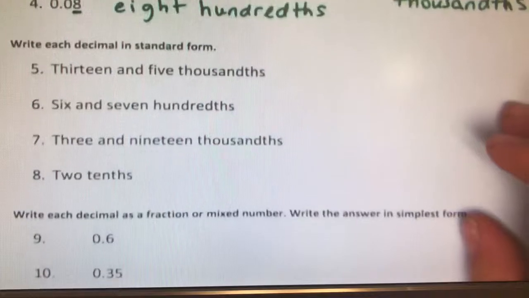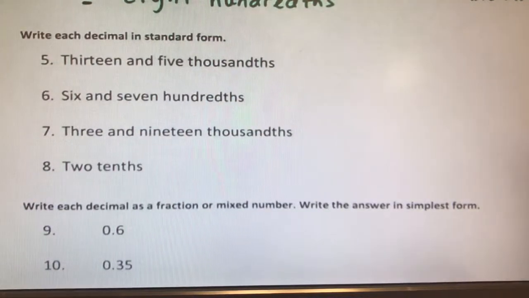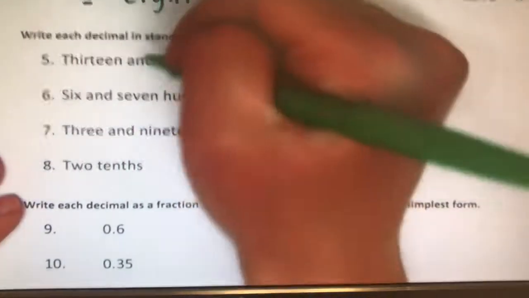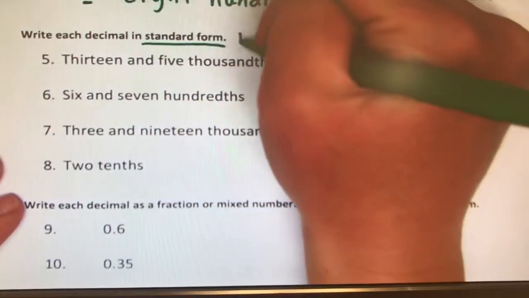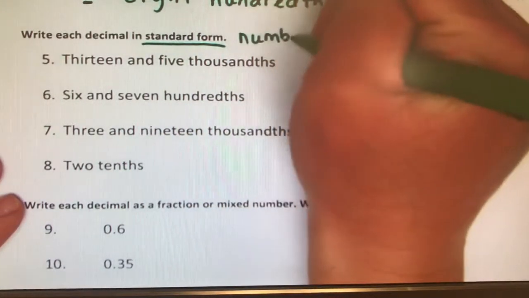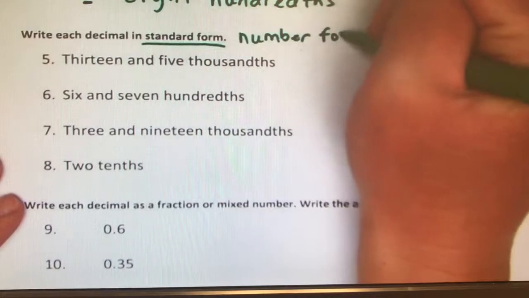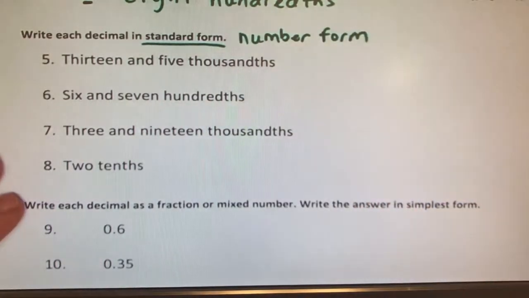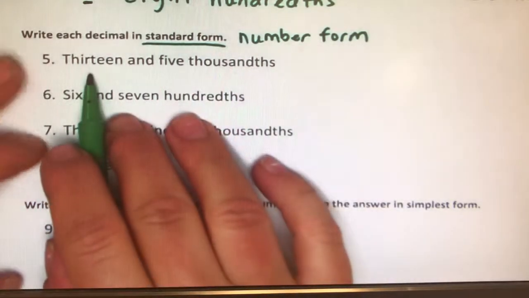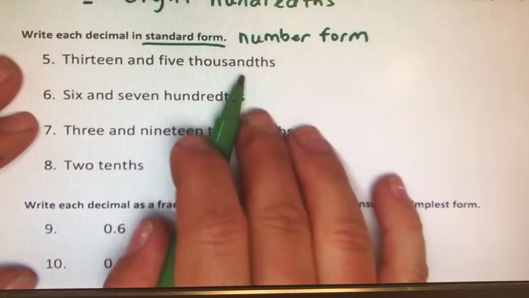Okay, the next objective we have is we're basically going to do the opposite. This time we're given the words and we're going to write it in standard form, which just means number form. So what it would look like as a number with digits. So again, we're going to read it, but be careful with the place values of the digits. So this one says 13 and 5 thousandths.